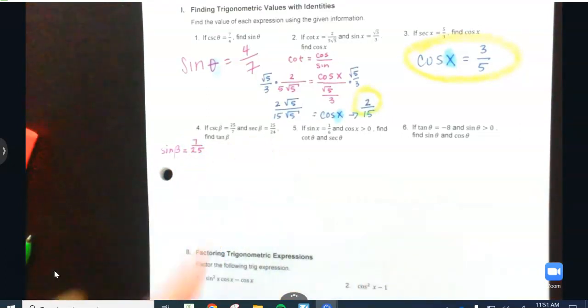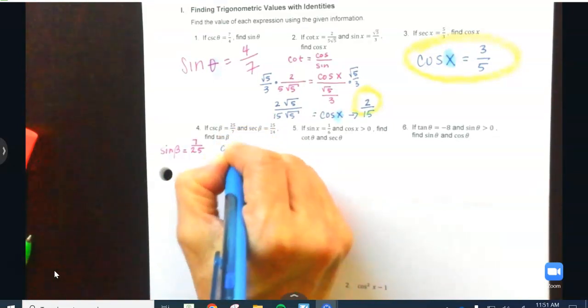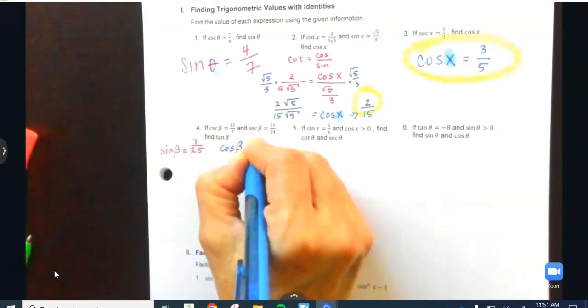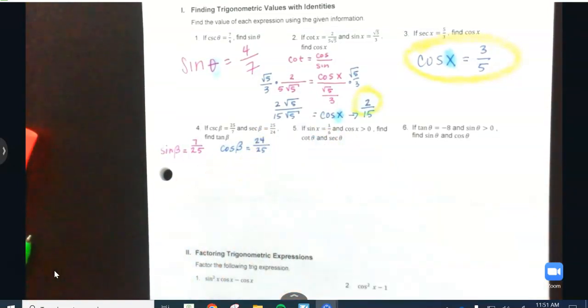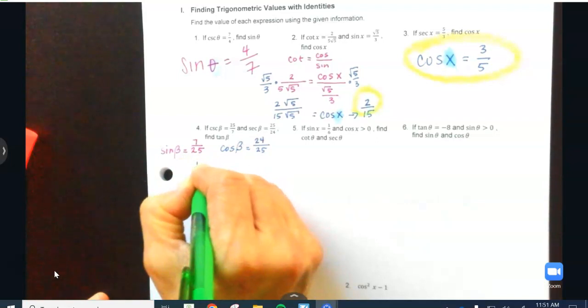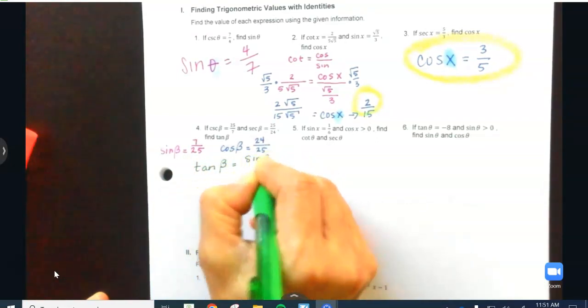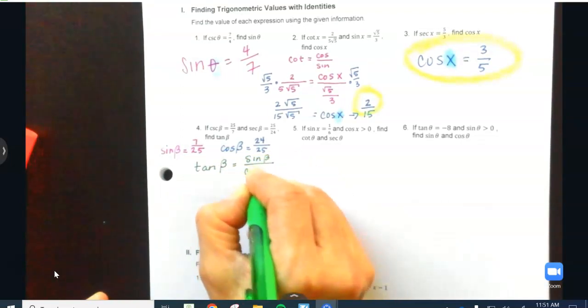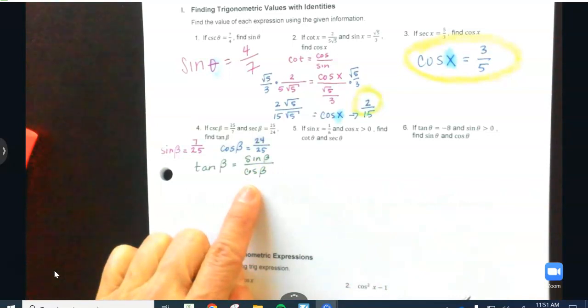And just like with secant, we know secant's the reciprocal of cosine. So we know cosine of beta is going to be 24/25. Now remember, tangent's a division property. So tangent of beta is going to be sine of beta divided by cosine of beta. And remember, in a fraction, you keep, change, flip.